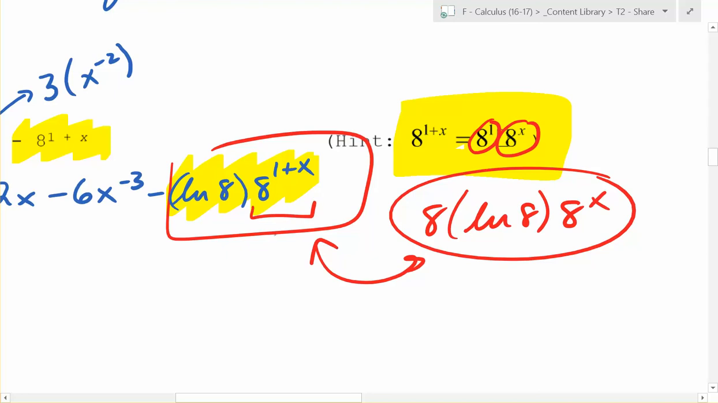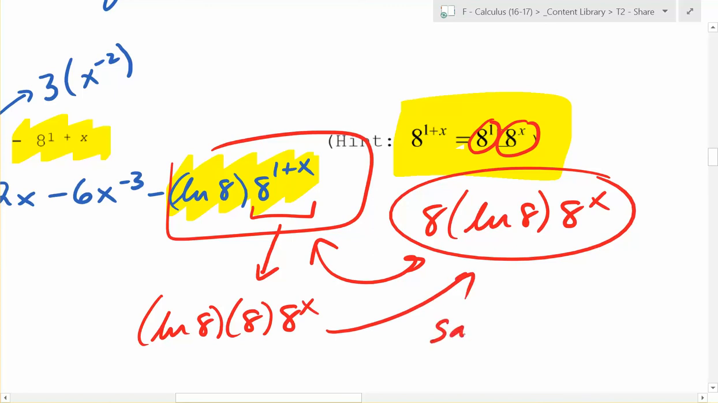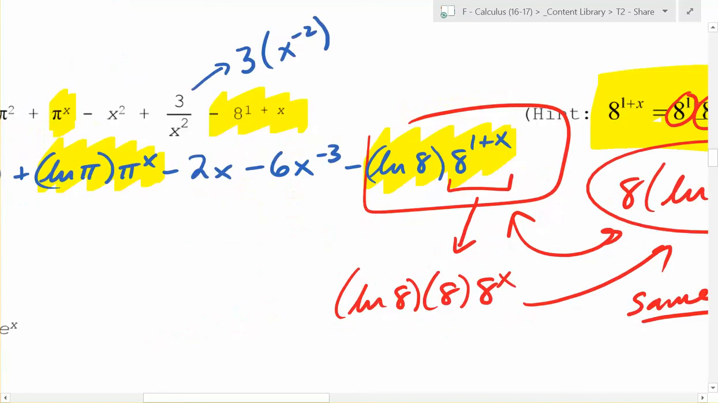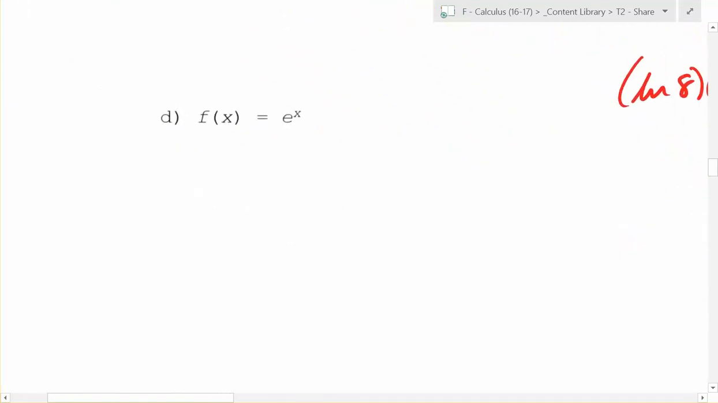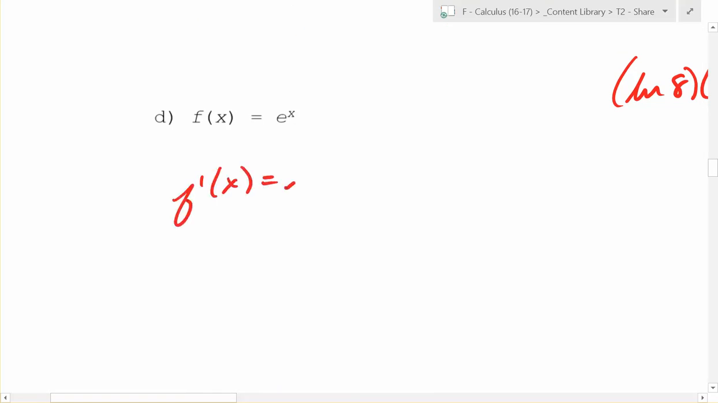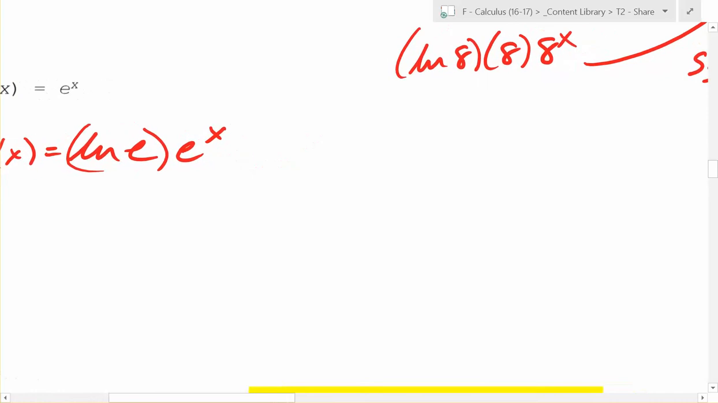Because what is 8 to the 1 plus x? 8 times 8 to the x. So are they the same? They are the same. Oh wait, we talked about this one. What's the derivative of e to the x? Yeah, because this is ln of e times e to the x. You see those parentheses I put around it? Why is it really important to me to put those parentheses around it? Well, it identifies that it turns into 1, but it also keeps it separate from the e to the x.